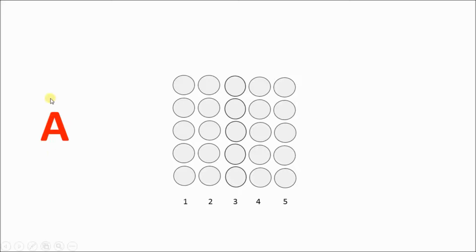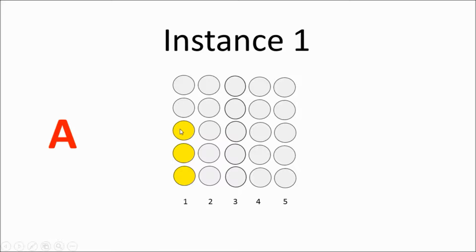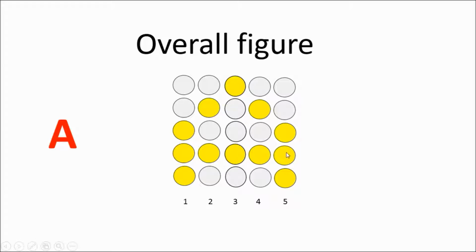So if you want to print an A, then this is how the pattern should look. This is the first instance where these 3 LEDs will light up first, and then this is the second, the third, the fourth, and the fifth. So this does not make any sense whenever I show you in the form of an instance, but whenever you see this as an overall entity, it will look like this.